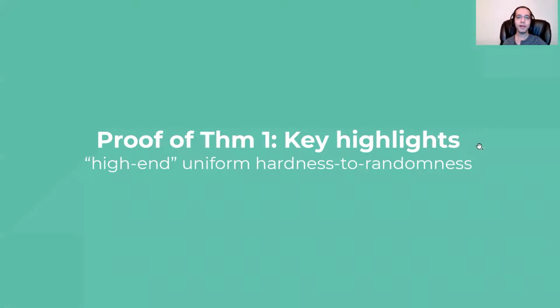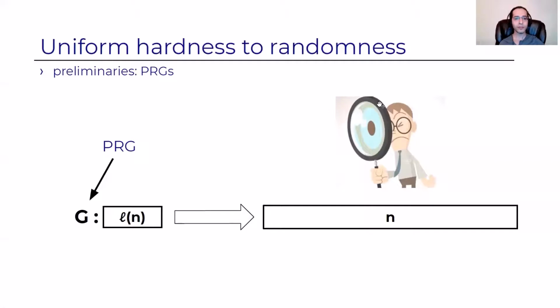Let's go over some high-level ideas from the proof of this result. Our goal will be to construct a pseudo-random generator, a PRG, which is a machine G that takes as input a short random string with ln bits and outputs a much longer string with n bits, whose purpose is to fool efficient distinguishers. So a distinguisher is a procedure that looks at an n-bit string and tries really hard to distinguish the output of a PRG from a truly uniform random string.